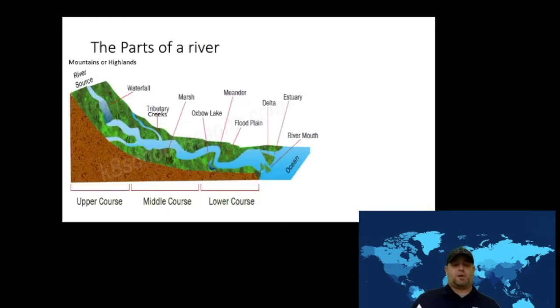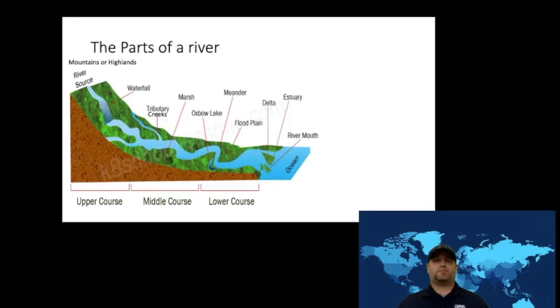Okay, let's talk about the parts of a river. Usually rivers start from higher elevations, so you'd have the source. Then you have what we call tributaries. Tributaries are usually small creeks that may run into and form a river. Once you get a few tributaries, they will form a larger river.